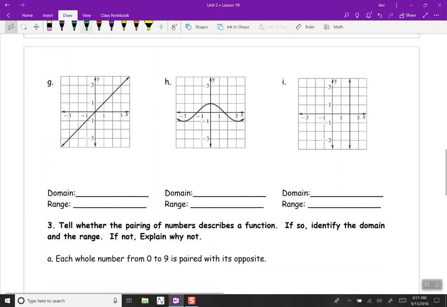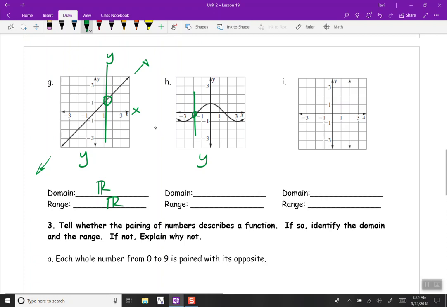Do the vertical line test here. We only go through one point. So that's a function, yes. The domain would be, it looks like all real numbers because it goes to -infinity and +infinity on the x-axis. Range, same thing, going to -infinity and +infinity on the y-axis, so that's all real numbers too. It passes the vertical line test, so yes, that's a function.